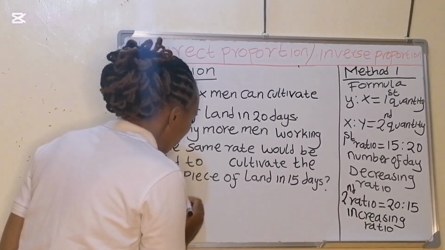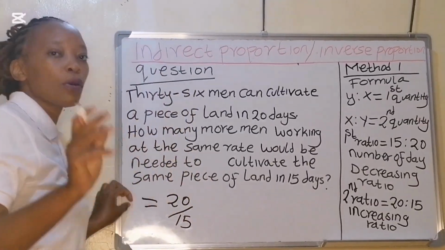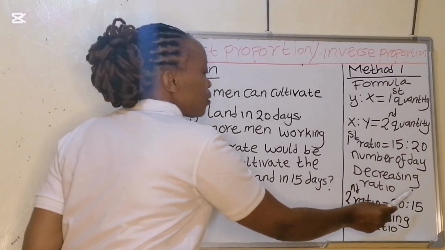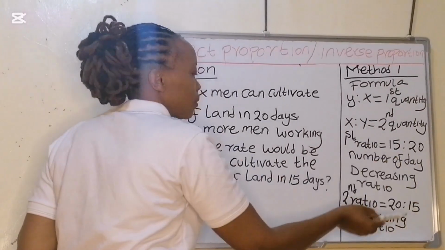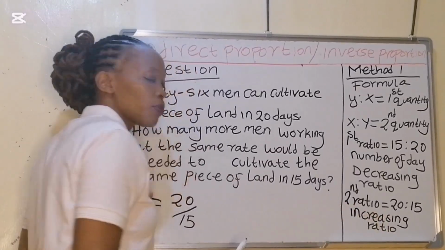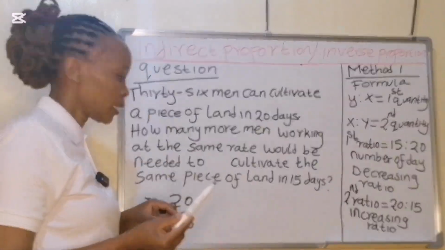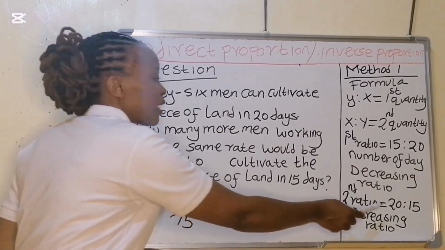Let me tell you here: when you convert a ratio into a fraction, you just write 20 over 15. When you convert this one into a fraction, it is 15 over 20. So for the increasing ratio, because that is what we are using, because the number of men is going to increase, we use the increasing ratio.